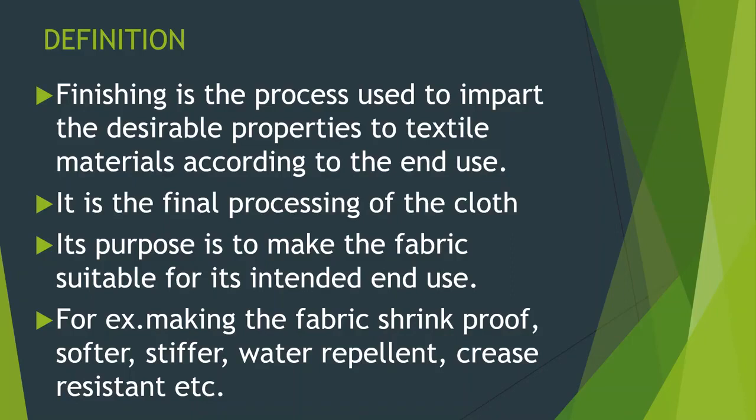For example, what finishing properties are applied on the fabric? I have given some examples. That means to make the fabric shrink proof, softer, stiffer, water repellent, flame repellent, freeze resistant, etc. We know that in some particular application, some special properties are required. So for that, we have to introduce that property on the fabric. So finishing is carried out for applying that special property to the fabric.